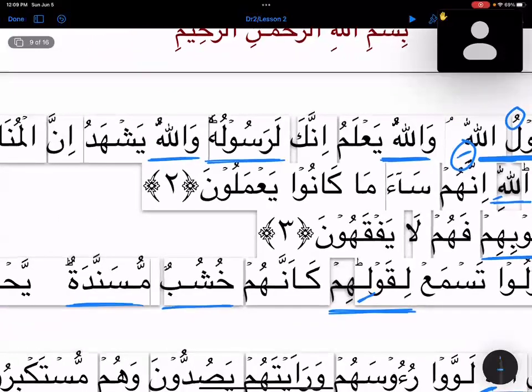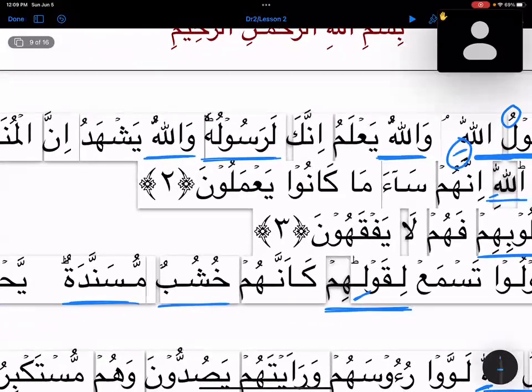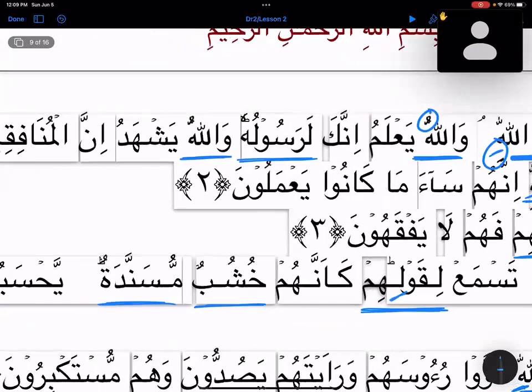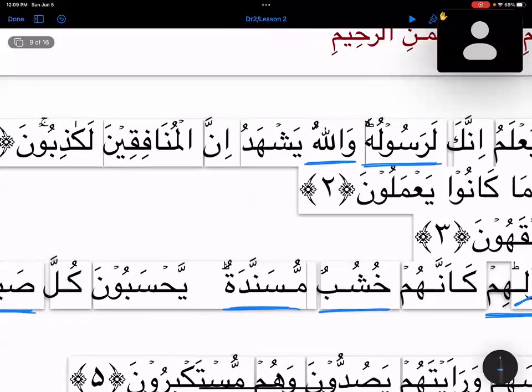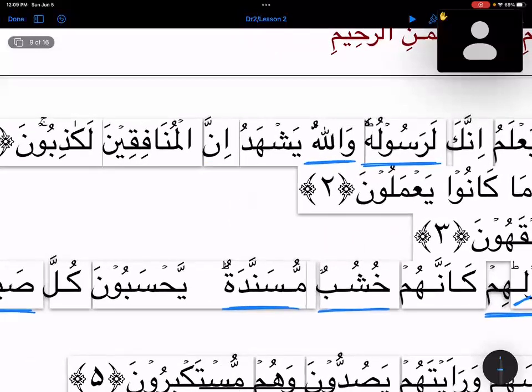Okay, then we have Wallahu. What status is the word Allah here? Rafa, because the sentence is talking about Allah subhanahu wa ta'ala. And Allah ya'lamu, he knows what? Innaka la rasuluhu. So la rasuluhu again. Rasulu is Rafa. And what is this hu? How are we going to translate rasuluhu?